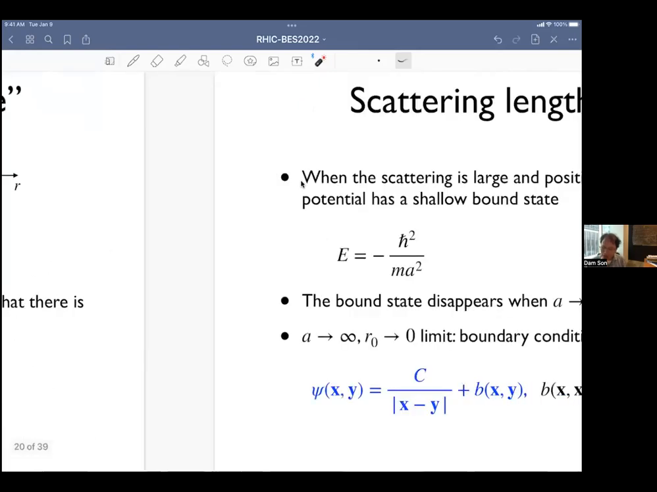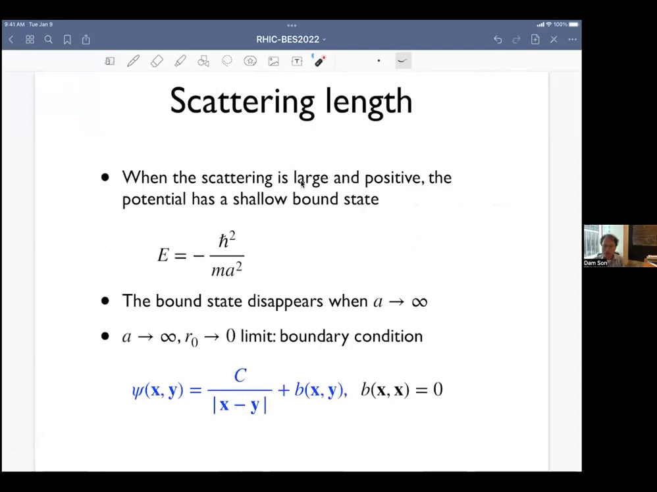So this is the regime where the scattering length is large. We know that when the scattering length is large and positive, then the potential has a shallow bound state with energy ħ²/(ma²). When a, the scattering length, goes to infinity, the binding energy goes to 0. This limit is called the unitarity limit.